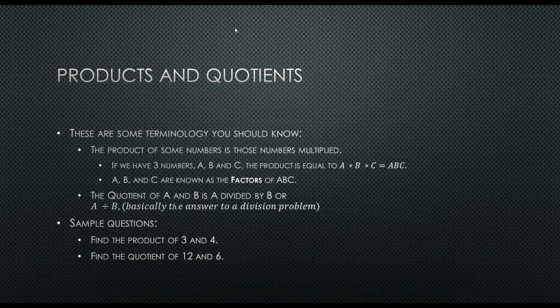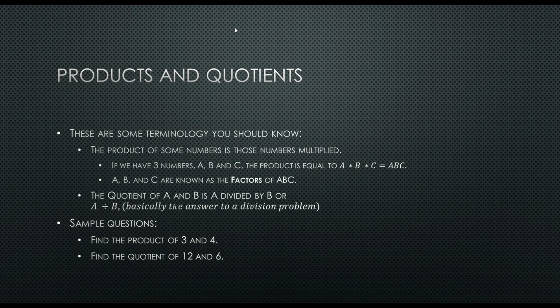So, products and quotients. These are some terminology you should know. The product of some numbers is the number equal to the numbers multiplied. So if we have 3 numbers, a, b, and c, the product is equal to a times b times c, or just abc. a, b, and c are known as the factors of abc.